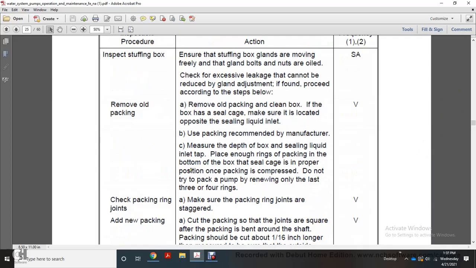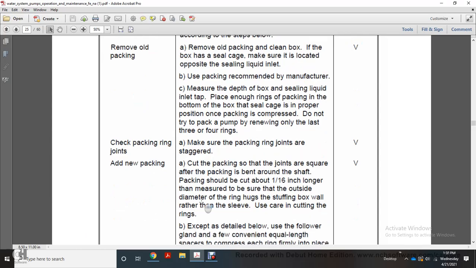Measure the depth of the sealing liquid inlet with the bottom ring of packing in the stuffing box, to be sure the seal cage is in proper position once the packing is compressed. Do not try to pack a pump by renewing only the last 3 or 4 rings. Check each packing ring joint. Make sure that the ring joints are staggered.